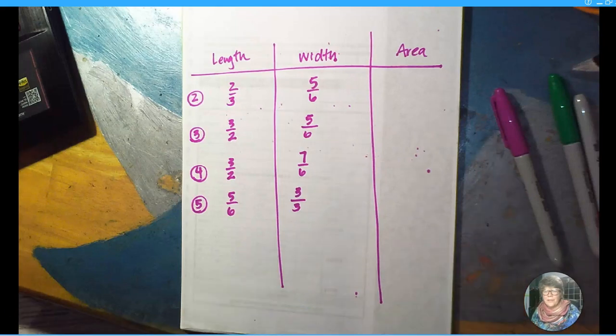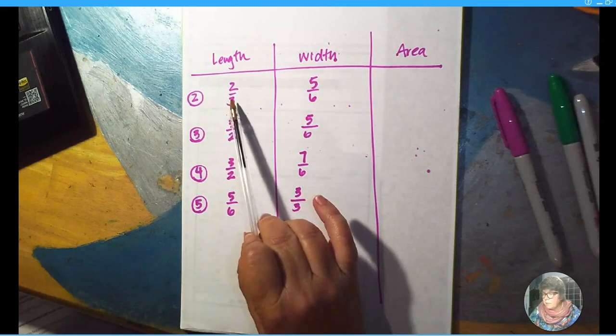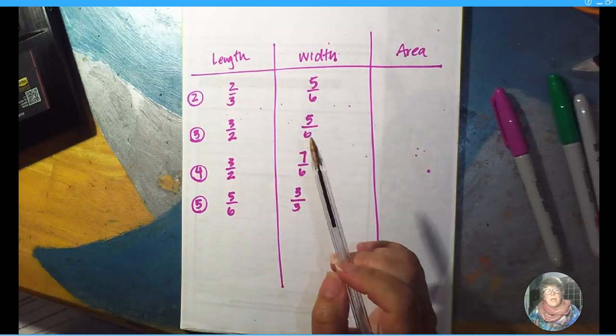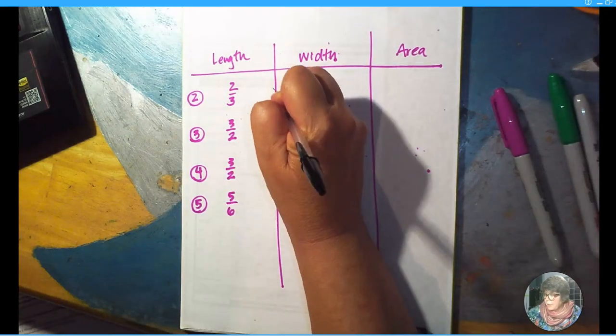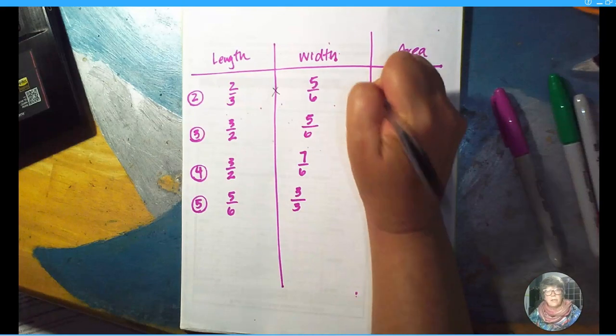All right, here we are in video 3 of lesson 11. This one's going to be fairly short. We're looking at numbers 2, 3, 4, and 5 in your book. And once again, we have the lengths and the widths of rectangles, and we are going to find the area. So go ahead and multiply length times width to find the area.